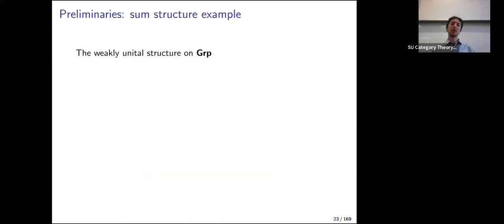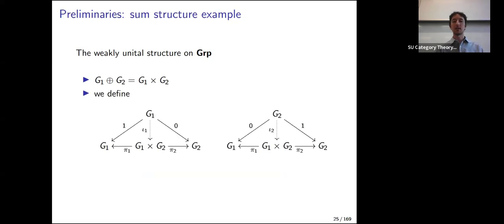Okay, an example of sum structures is the weakly unital structure on groups. So here on objects, we just take the sum of objects to be the product of two groups, and we take our inclusions to be those induced by the identity morphism and the zero morphism for each of our summands. And it turns out that this forms a sum structure. Okay, and here we have that G covers F if and only if their images commute in their common codomain.